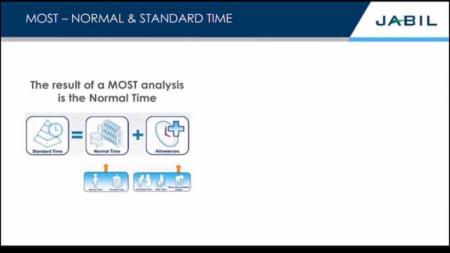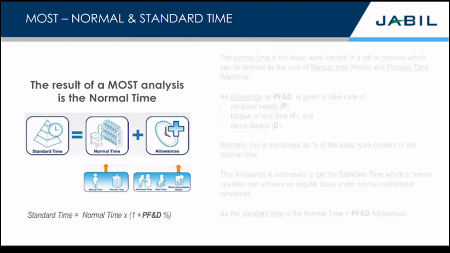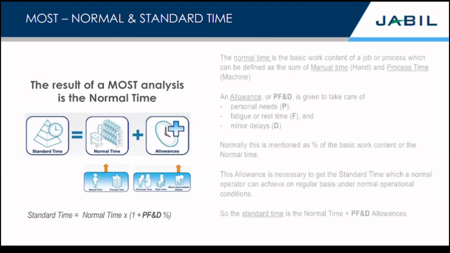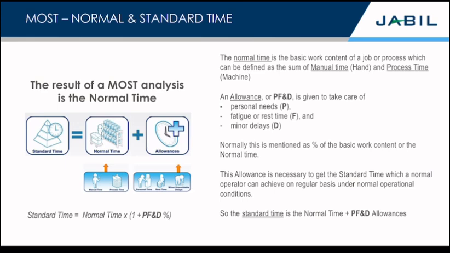Normal time equals manual time plus process time. The normal time is the basic work content of a job or process, which can be defined as the sum of manual time, hand, and process time, machine. An allowance, or PF&D, is given to take care of personal needs, P, fatigue or rest time, F, and minor delays, D. Normally, this is mentioned as a percent of the basic work content or the normal time.